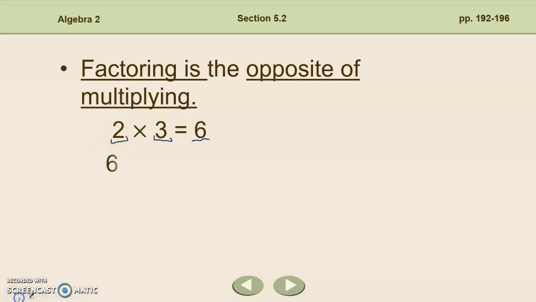So if we were given 6, for example, we could say that the factors of 6 are 2 times 3, and the other factors of 6 are 6 times 1. So this is nothing new. You should be able to factor just numbers. What may be new now is learning how to factor polynomials.